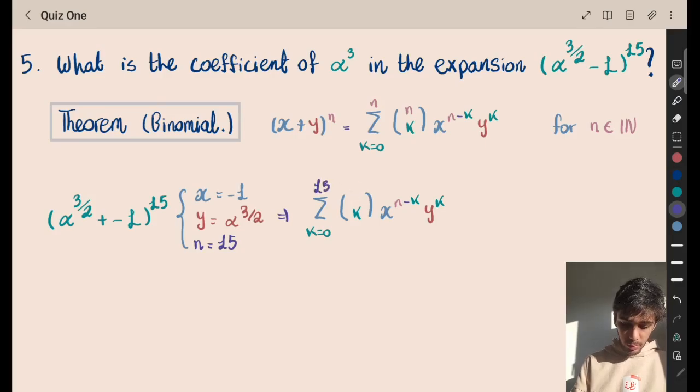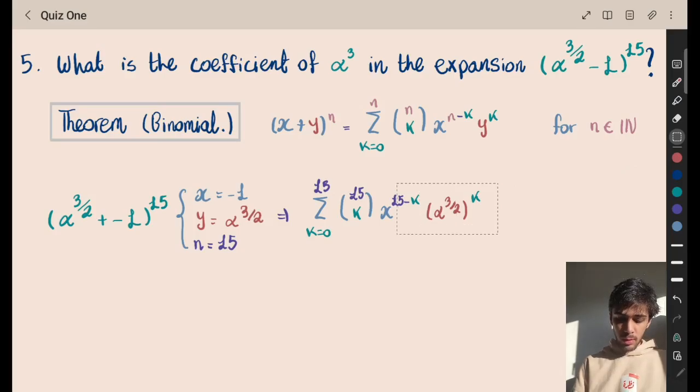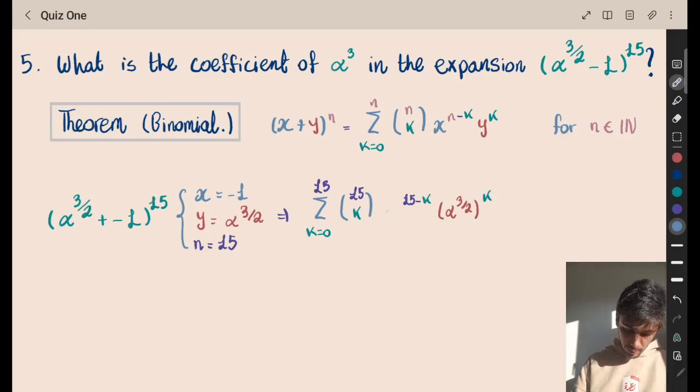So the first thing I'll do, I'll replace the n's with the 15s. Second thing is I'll remove the y and I'll put alpha to the 3 over 2, alpha to the 3 over 2. Then I raise this thing to the power of k. So that is very important. Perhaps this could be simplified. Yes, I can hear you. And x is minus 1.